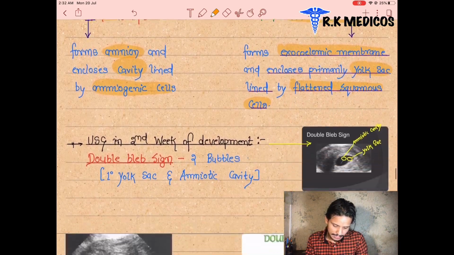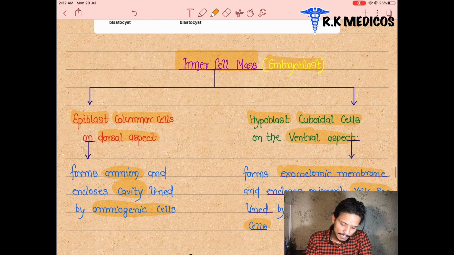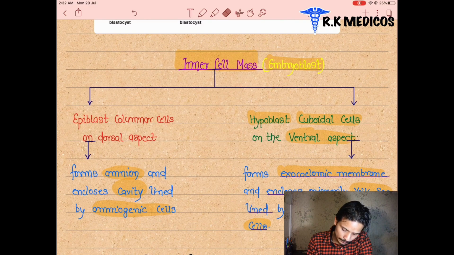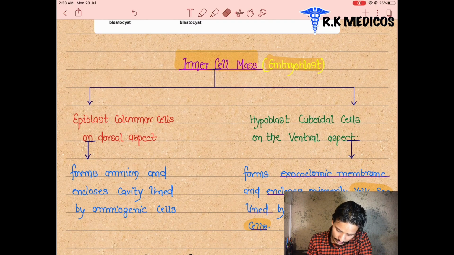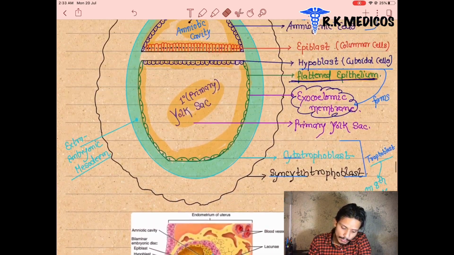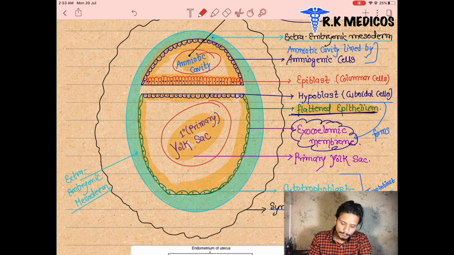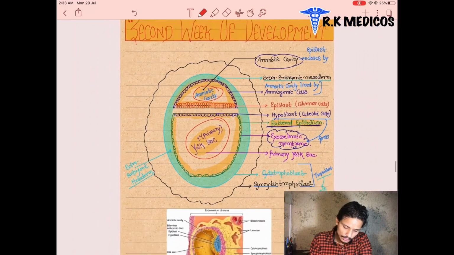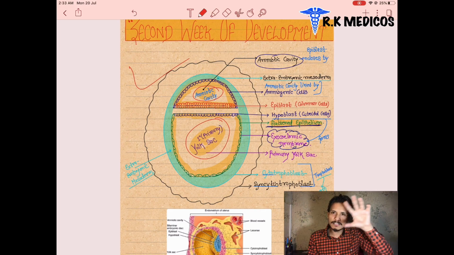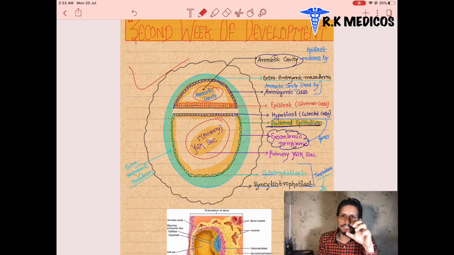Next point, in some patients you can imagine there are two round structures up to this stage of embryo development. Why do we see two round structures? Because one structure is this one and the other is this one. Suppose we view this whole structure on ultrasonography.